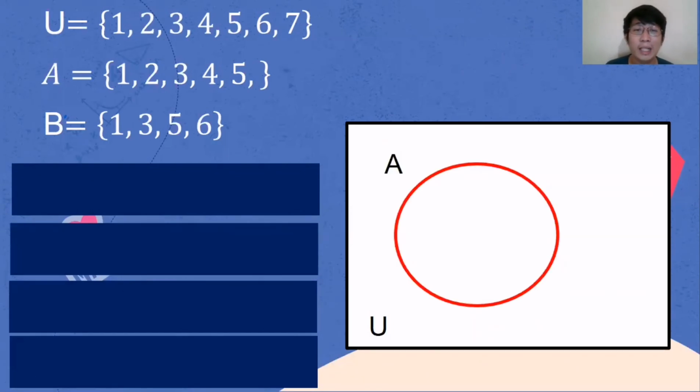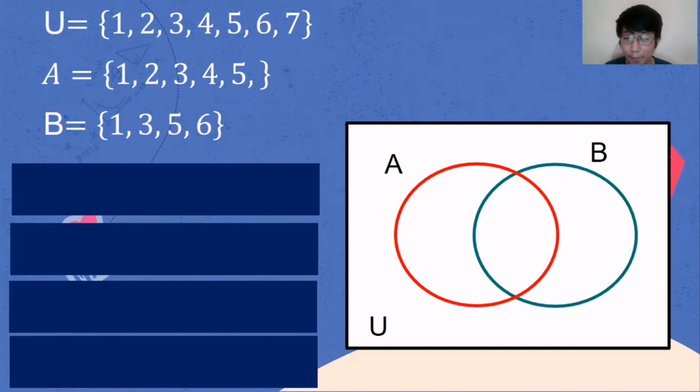We have the first circle and that will serve as set A. And the other one will be serving as set B. As you can see, this one is their intersection, similarities. This part will be their differences. Let's try to follow the steps.